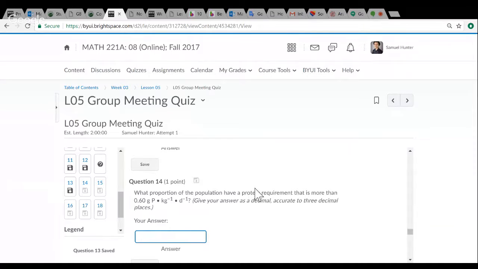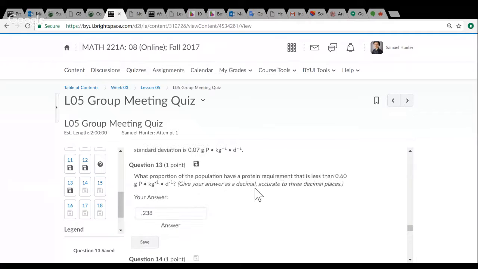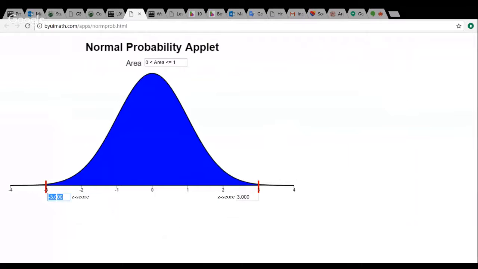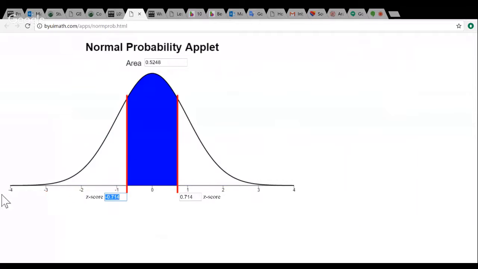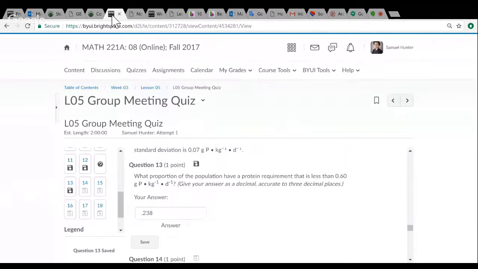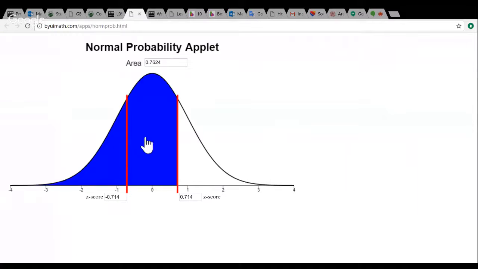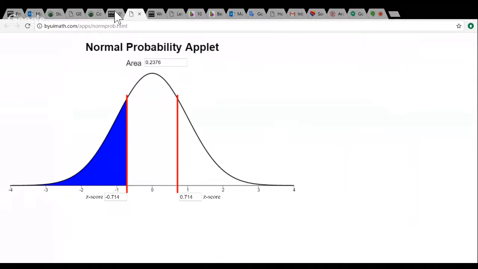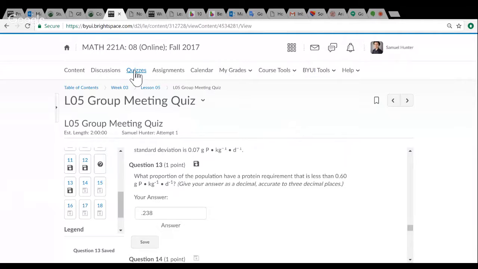So I'm trying to remember how to do this. So you have to divide 0.07. Oops. 60 gram protein. Divide by 0.07. So is it here? So we do, yeah. And then, so that was less. So I want to do that. So 0.2376238. Okay, so did I do the 13 right just now?